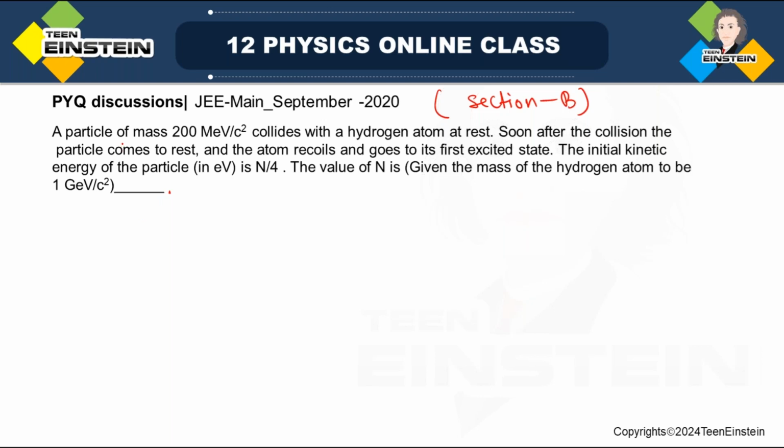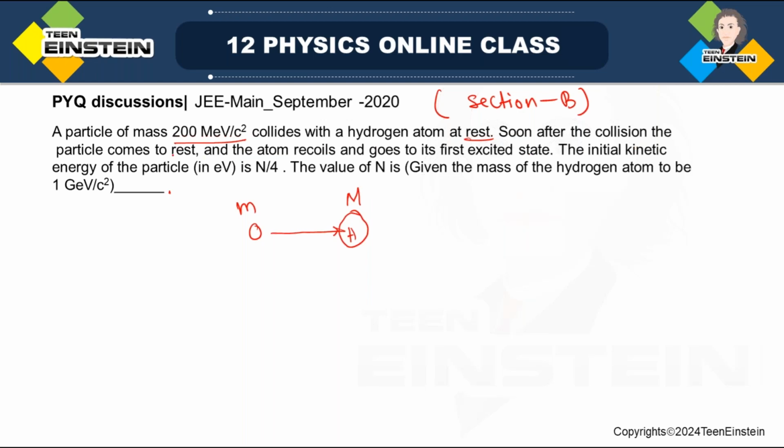The first problem says a particle of mass 200 MeV by c square, this is the unit of mass in high energy physics, collides with a hydrogen atom at rest. There was a hydrogen atom at rest, and a particle comes and hits it. The particle has mass, let us say small m, and this has mass capital M.